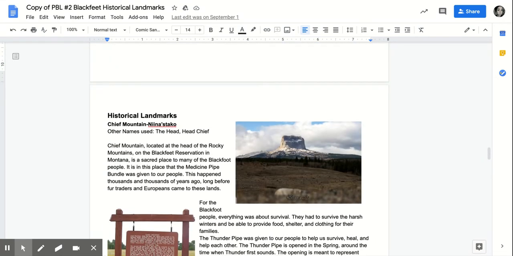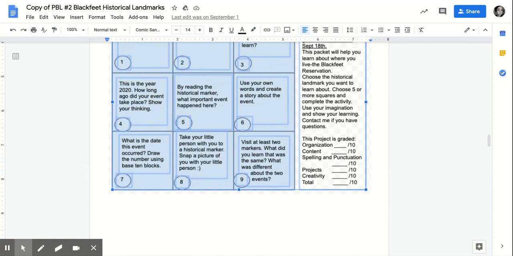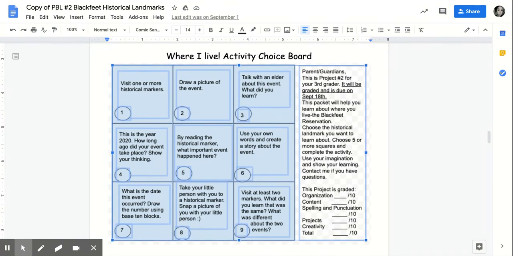So here, if you go up here, here are your activities. And it's a choice board. So there are 9 activities, but you only have to do 5 of them. You don't have to do 1, 2, 3, 4, 5. You can do 2, then 5, then 7, then 8, then 9, as long as there are 5 of them done. So if you can't visit one of the markers, just take that off of there. Don't worry about that.